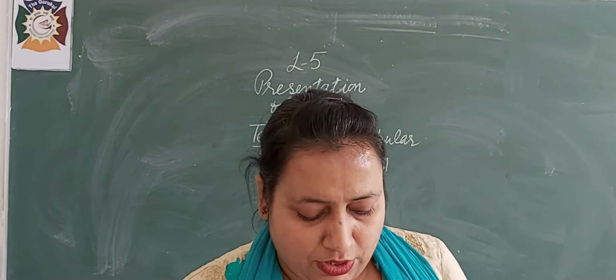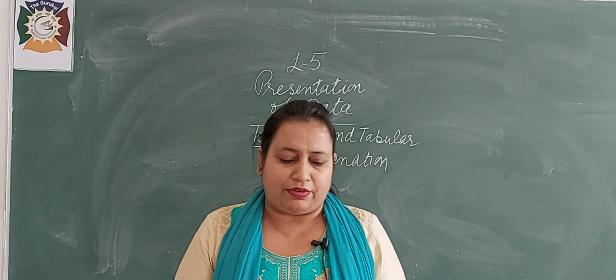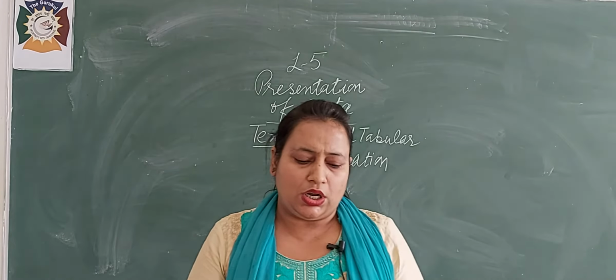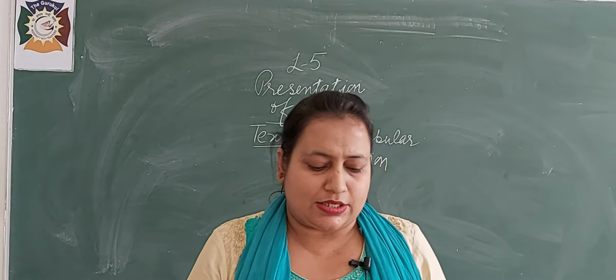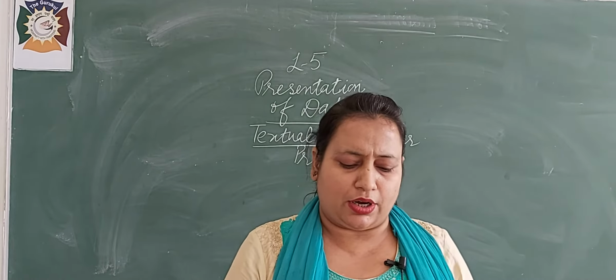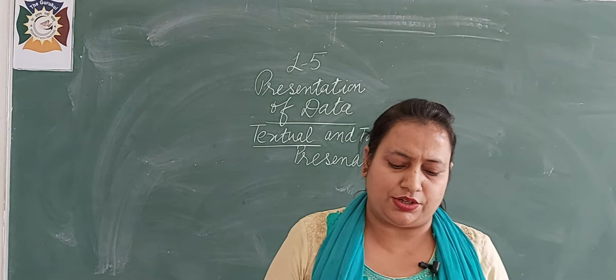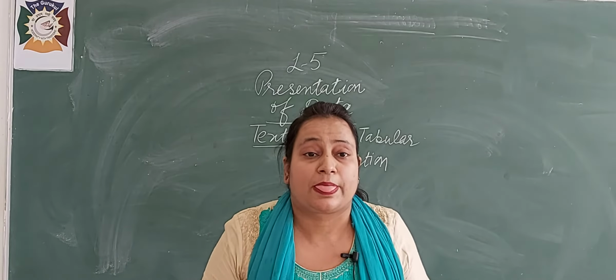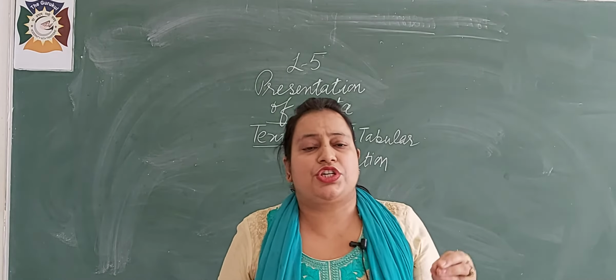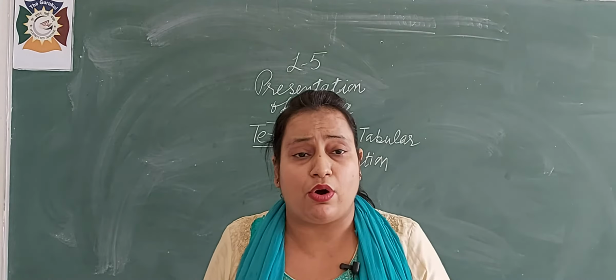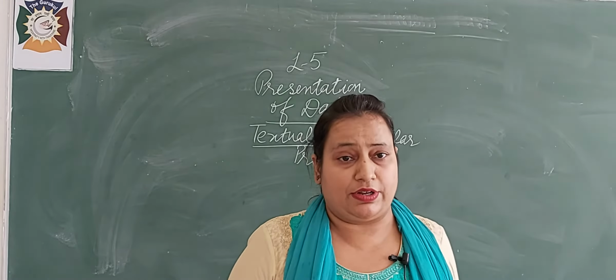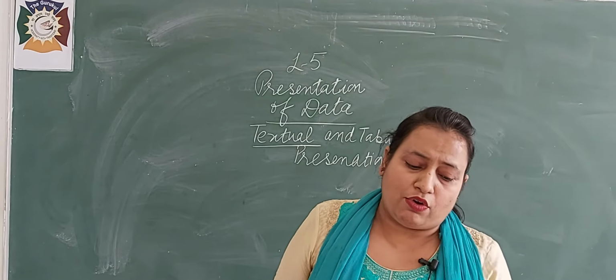For example, in a strike call given by the trade union of the shoemaking industry in the city of Delhi, 50% of workers reported for duty and only 2 out of 20 industries in the city are totally closed. What is this? This is information which is given to you not in any table form, but in textual form.